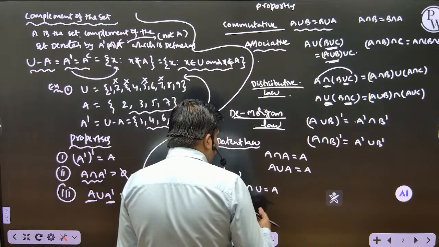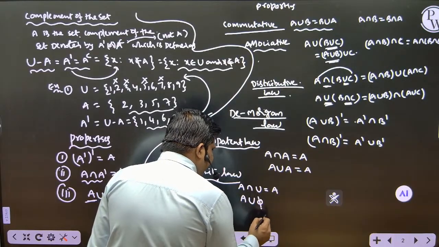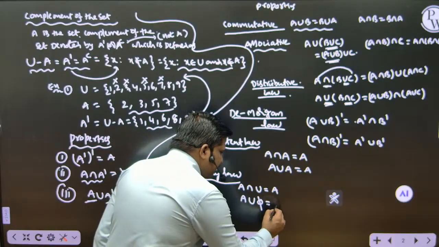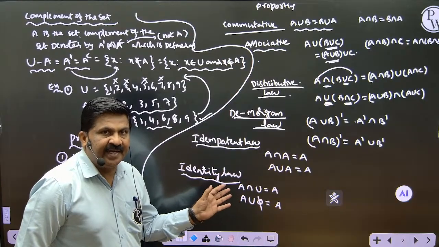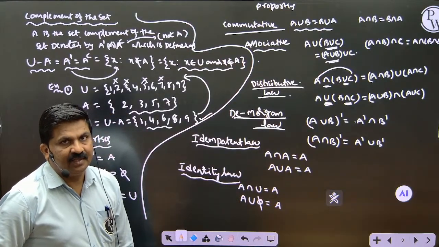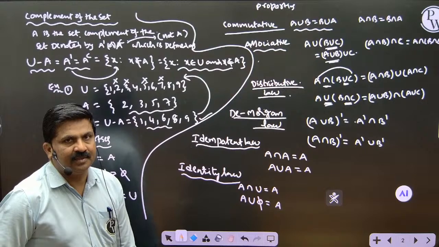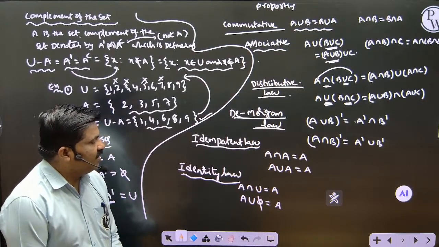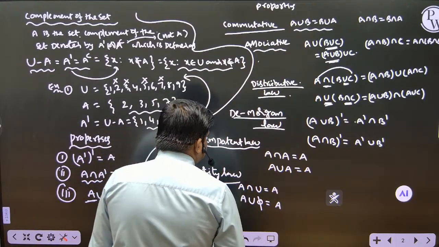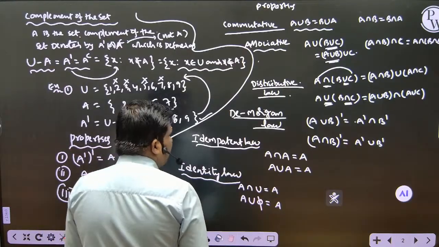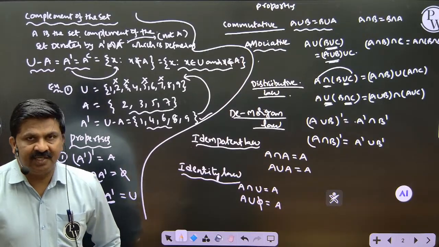Under union, what happens when you get the same set? A union phi is equal to A. Under intersection, we get the same set if we take an intersection with the universal set. Under union, you get the same set if you take a union with the null set. So that's why these are called identity laws. So these are the properties. Next, Venn diagrams and application to set theory.